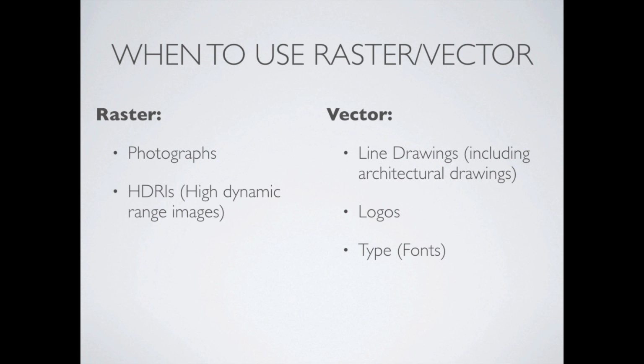So when do we use raster graphics versus when do we use vector graphics? So our raster graphics, we're going to use for our photographs, our high dynamic range images, our background HDRIs. Those are all in the photograph category or in the raster image category. The vector category are going to be things like line drawings, technical drawings, logos. Right? If you do a logo, you want to be able to put it on a billboard and not have it blurry. You want to be able to put it on a little business card. So you need to be able to use it.